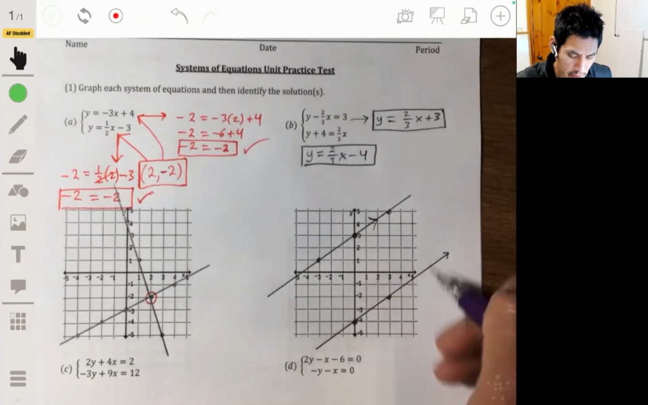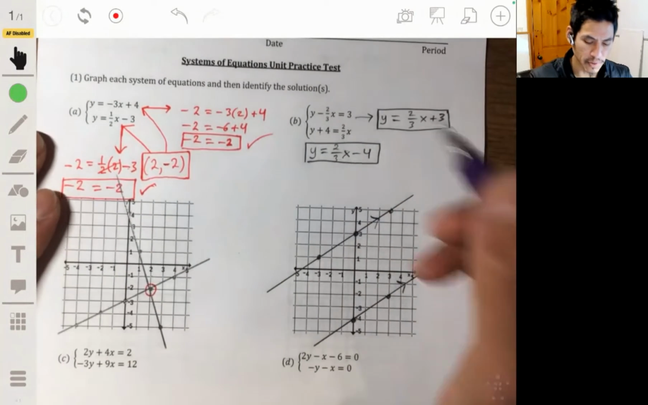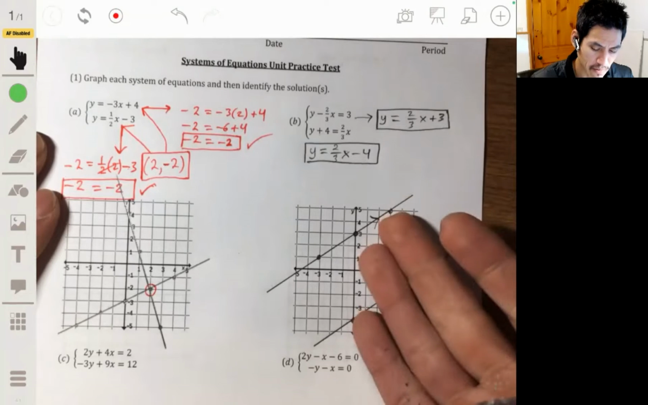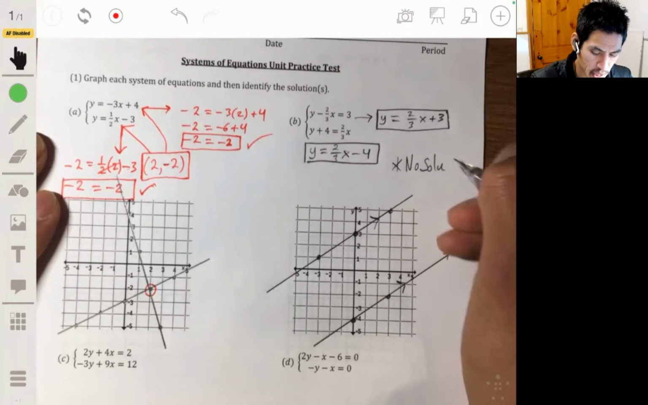Now, see, these lines are parallel to each other because they both have a slope of 2/3. So they're never going to intersect. So there actually is no solution to the system because they don't share any common points.